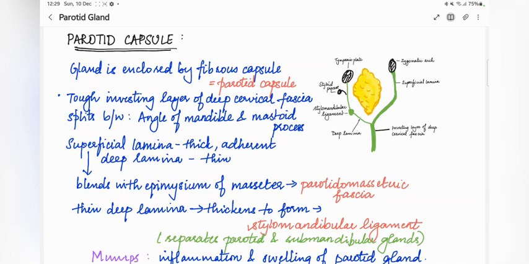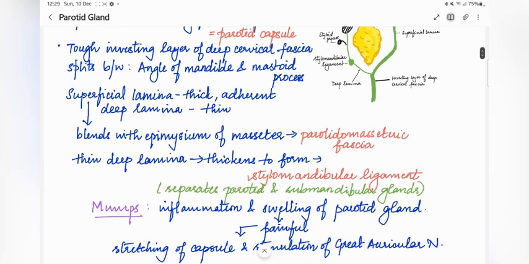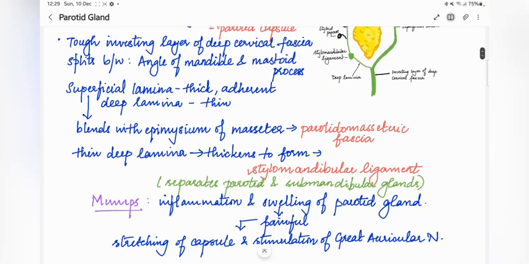While talking about the parotid capsule, we have to talk about a clinical correlation, which is mumps. Mumps is a virus-caused infection which causes inflammation and swelling of the glands. So the parotid swellings are very painful, mainly due to the unyielding nature of the capsule. So any inflammation or tenderness will cause severe pain. This is due to two main reasons. The first one is stretching of the capsule, and the second reason is the stimulation of the great auricular nerve.